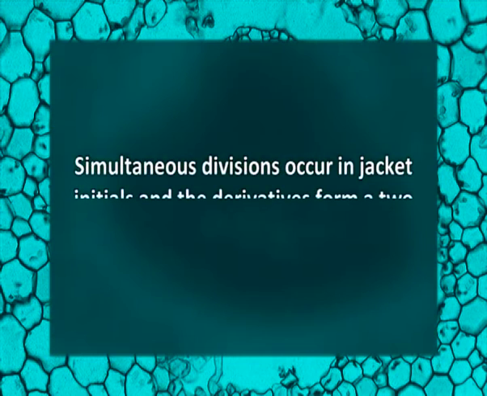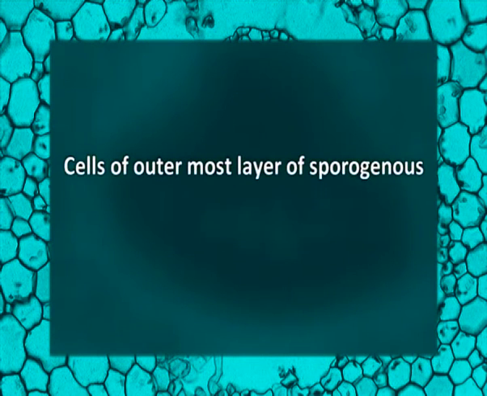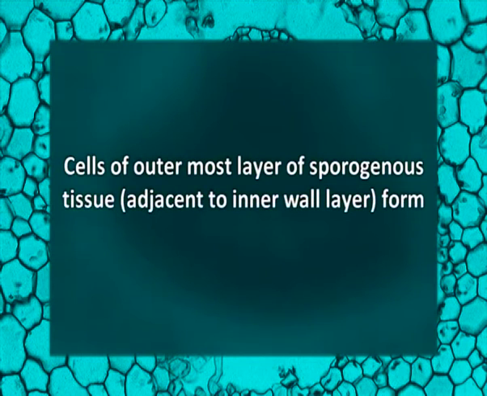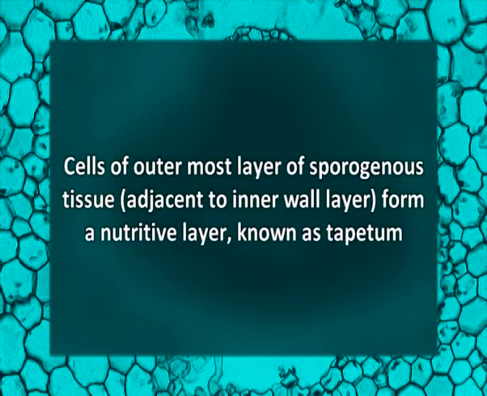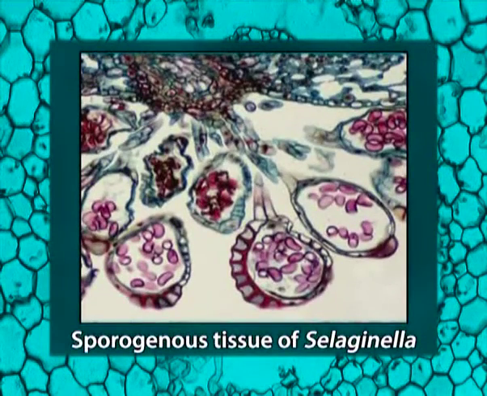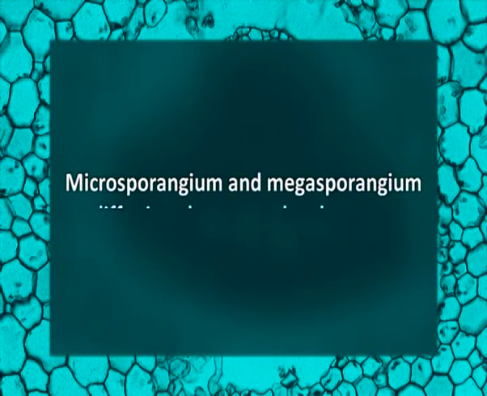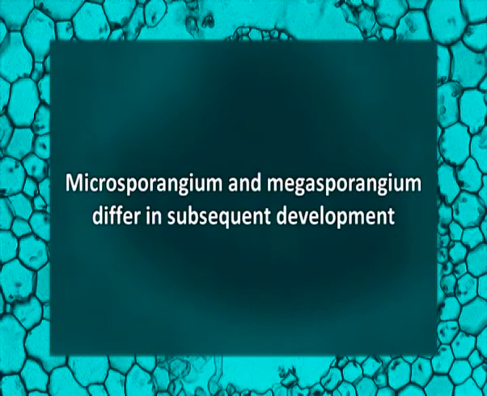Simultaneous divisions also occur in the jacket initials, and the derivatives eventually form a two-layered sporangial jacket. The cells of the outermost layer of the sporogenous tissue adjacent to the inner wall layer form a nutritive layer known as tapetum. The tapetal layer disintegrates as spores mature. The last generation of the sporogenous cells function as spore mother cells. The micro and megasporangium differ in subsequent development.